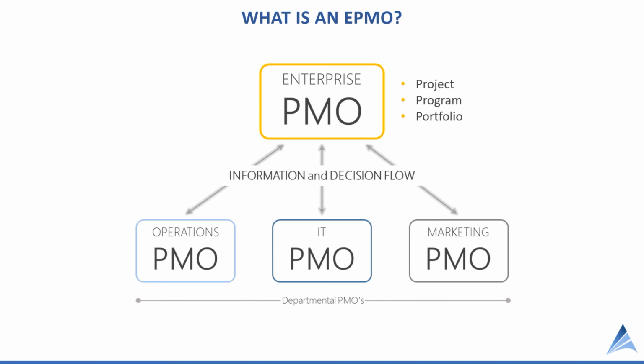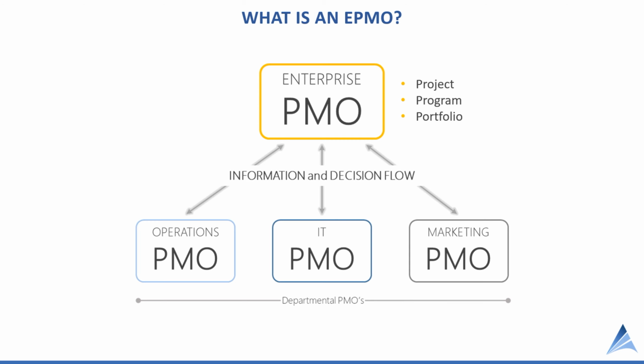So now we're going to talk about EPMOs, which refer to enterprise PMOs. And as you guessed, and as you can see, there are 3 fundamental types of EPMOs. You can have an enterprise project management office, an enterprise program management office, and an enterprise portfolio management office. Of these, the enterprise project management office is going to be the most common. The least common, and actually fairly uncommon, is an enterprise program management office, but you could have an enterprise portfolio management office, and we'll break down the distinctions shortly.